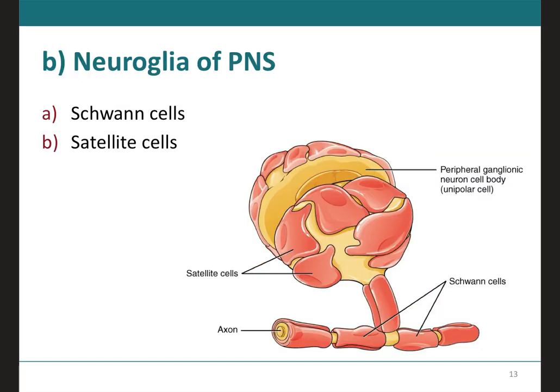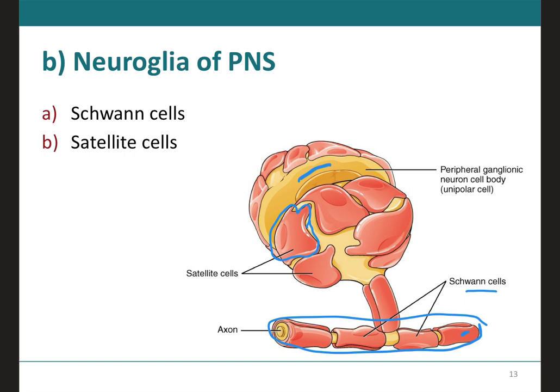Now we'll be talking about the neuroglia that belong to the peripheral nervous system, which are the Schwann cells and the satellite cells. Both of these completely surround the axons and the cell bodies. As we can see over here, this is the cell body of a neuron. We can see how the satellite cells surround the cell body of this neuron, and the Schwann cells surround the axon of this neuron. Like the oligodendrocytes in the central nervous system, the Schwann cells are important because they are the ones that produce the lipid in the peripheral nervous system.